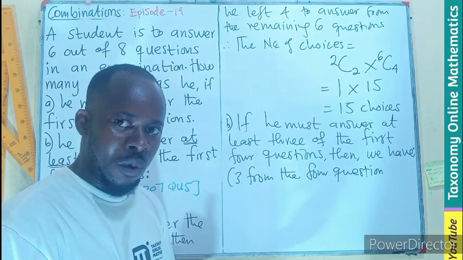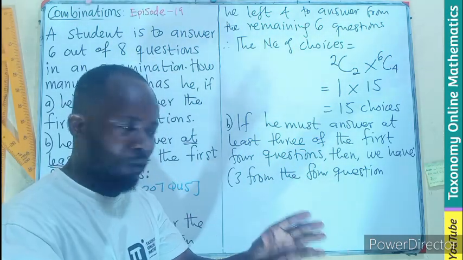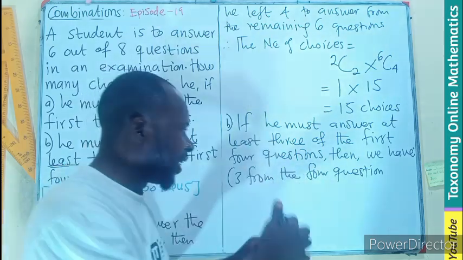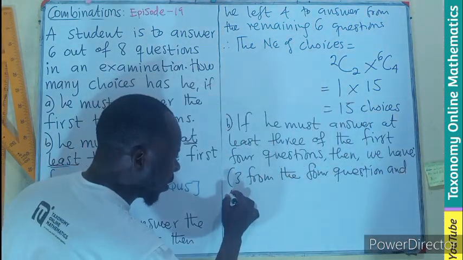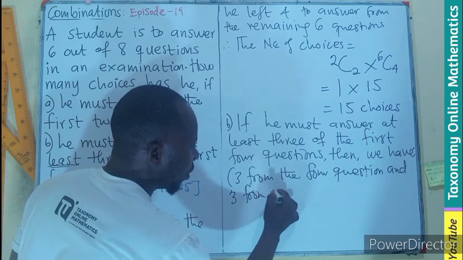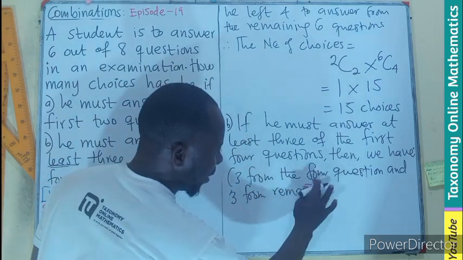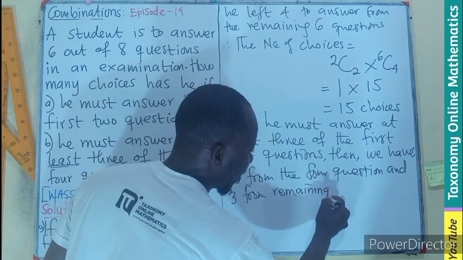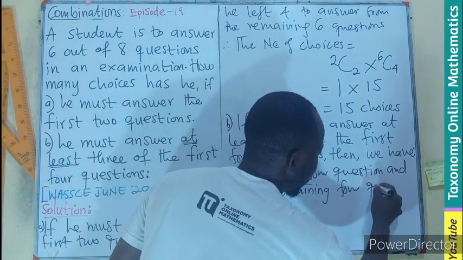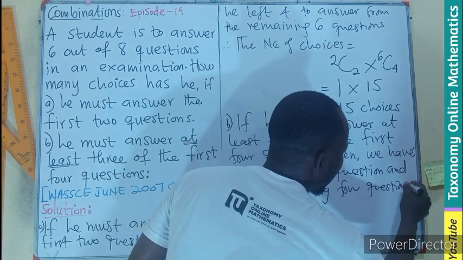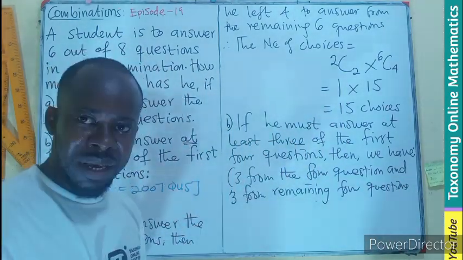Let's say the first 4 questions are compulsory. You are picking 3 from there. So if you pick 3 from there, and you pick 3 from the remaining, pardon my English, remaining 4 questions, so that we can make it 3 plus 3, making 6.